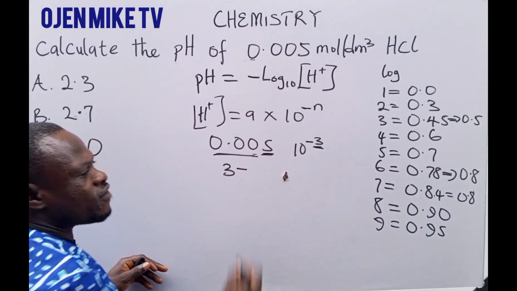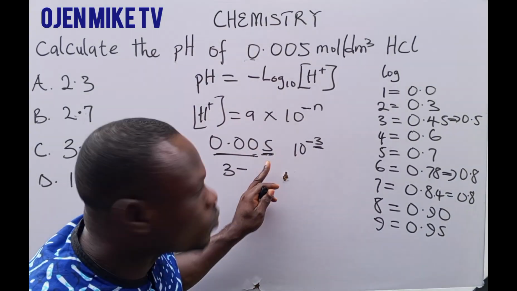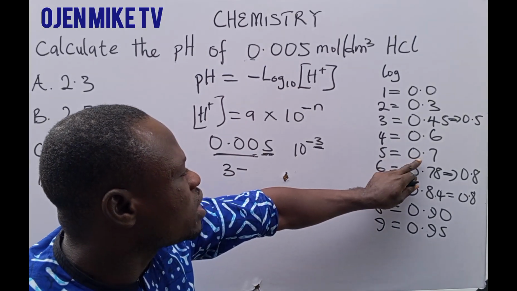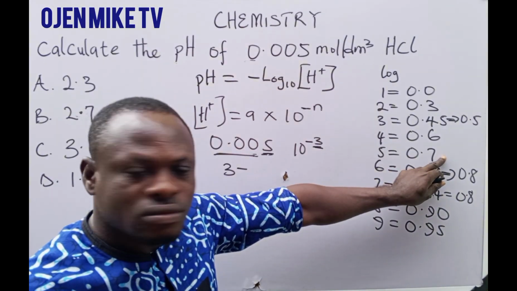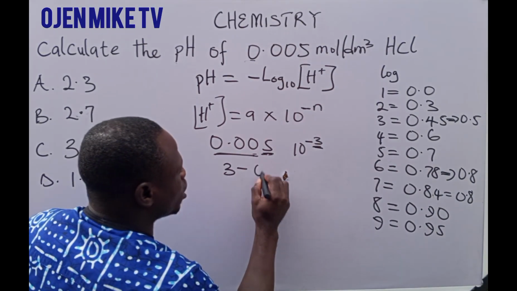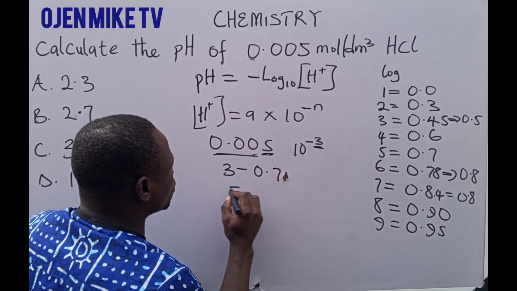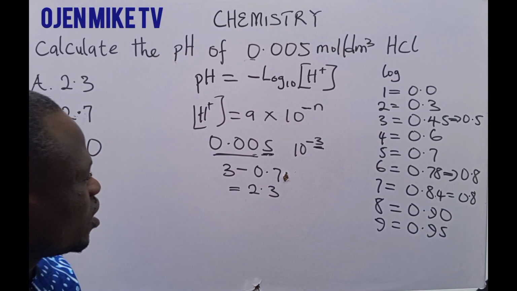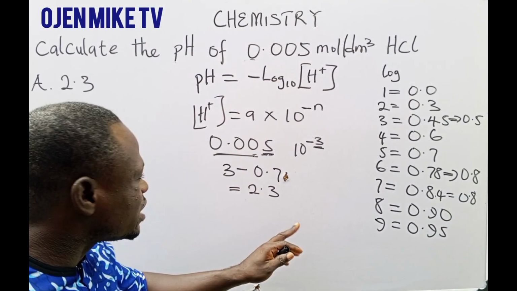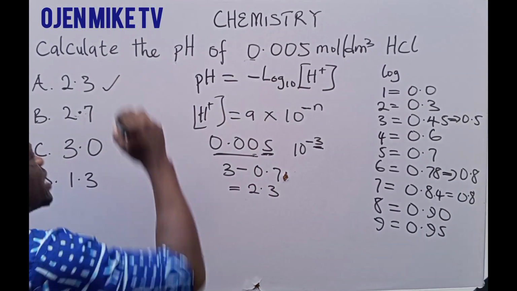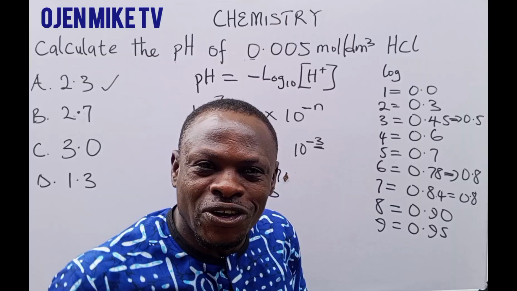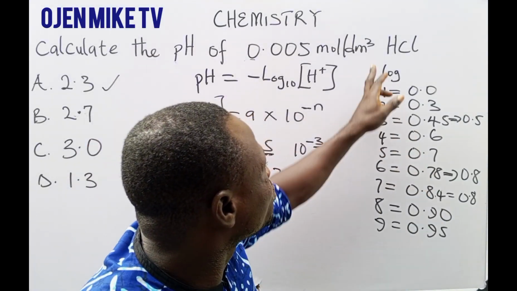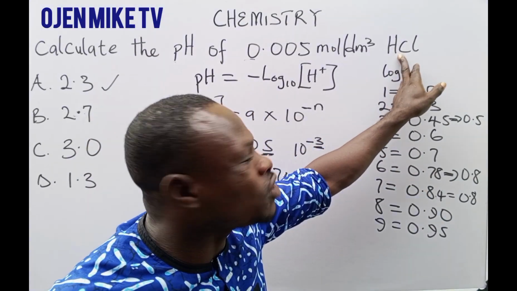what is log 5? Log 5 is 0.7, which will give us 2.3. 2.3 is our answer. Are you following? Remember, before you do that, remember the acid, the hydrogen ion concentration.